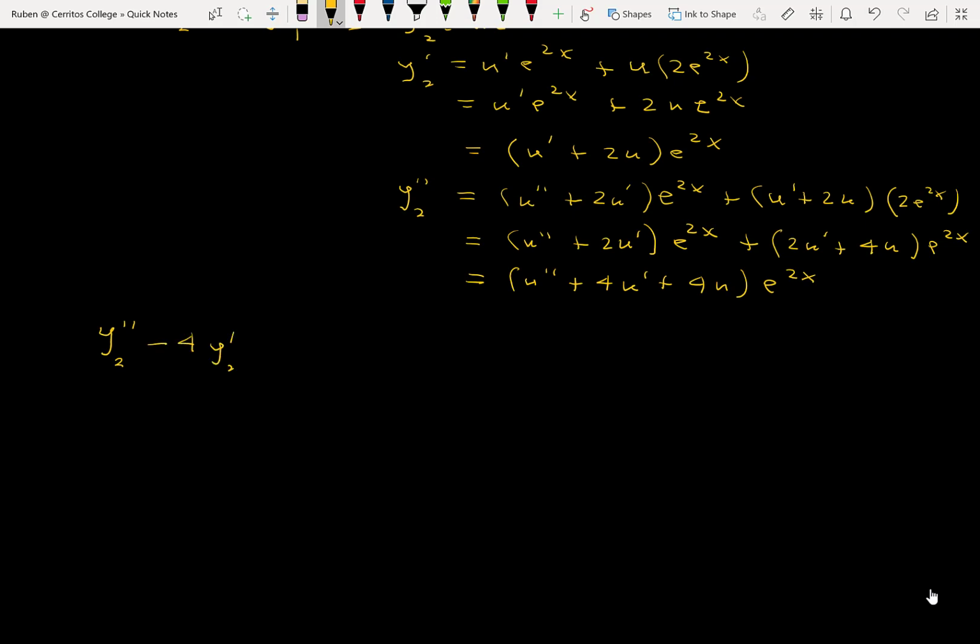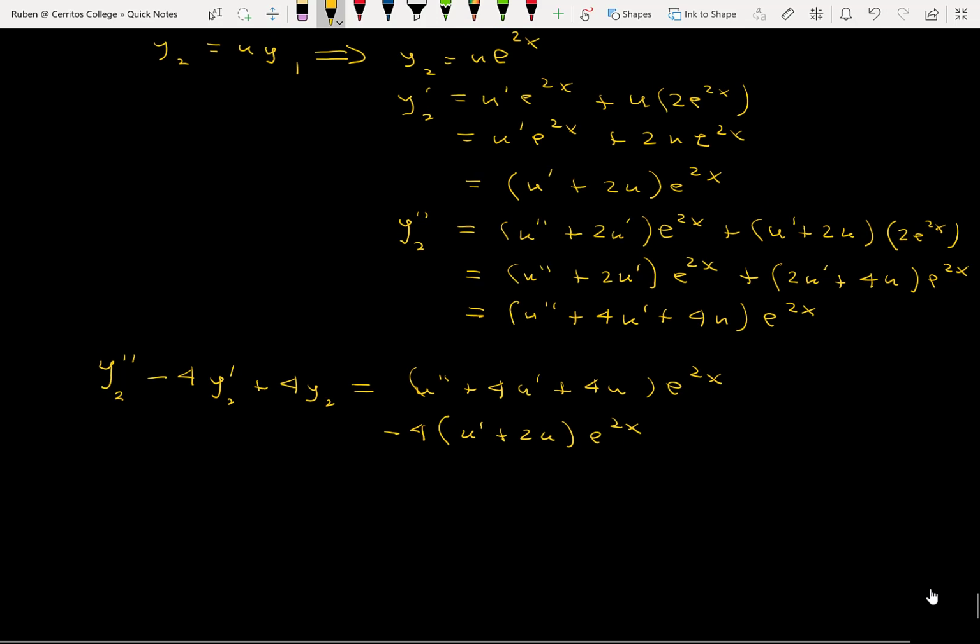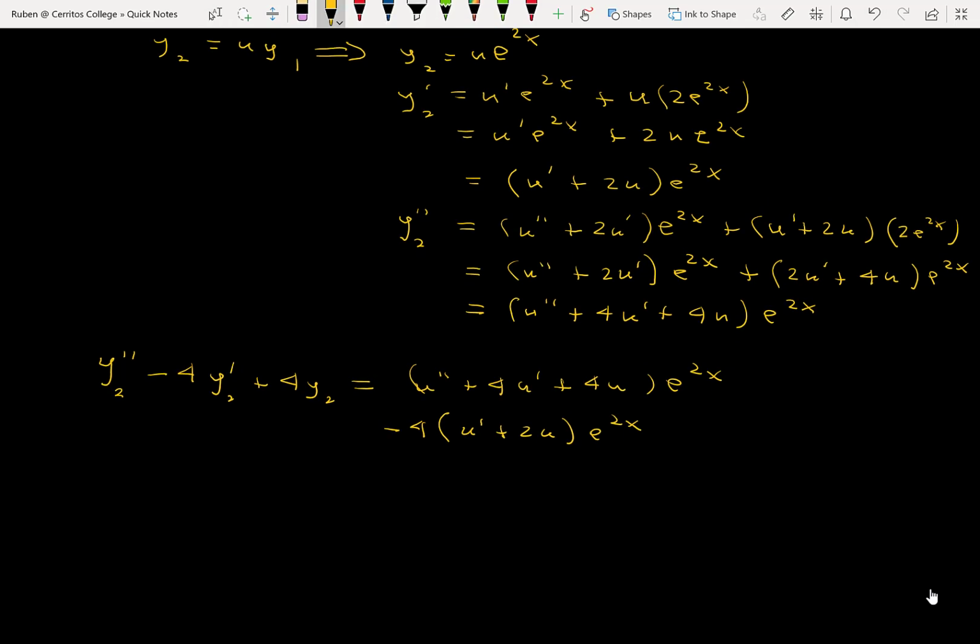So the left-hand side of our differential equation with y2 substituted in looks like y2 double prime minus 4y2 prime plus 4y2, and substituting we get u double prime plus 4u prime plus 4u times e to the 2x, minus 4 times y2 prime, u prime plus 2u times e to the 2x, and finally plus 4y2, which is u e to the 2x.